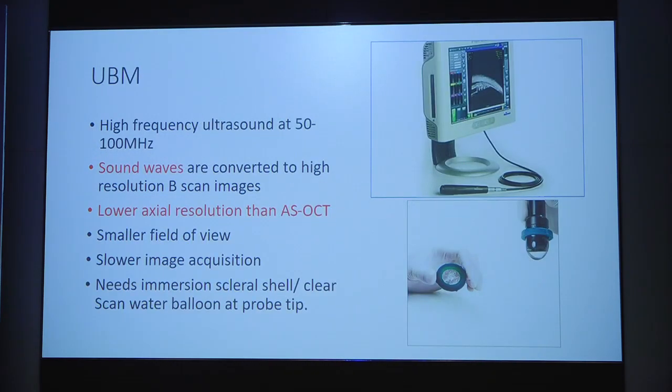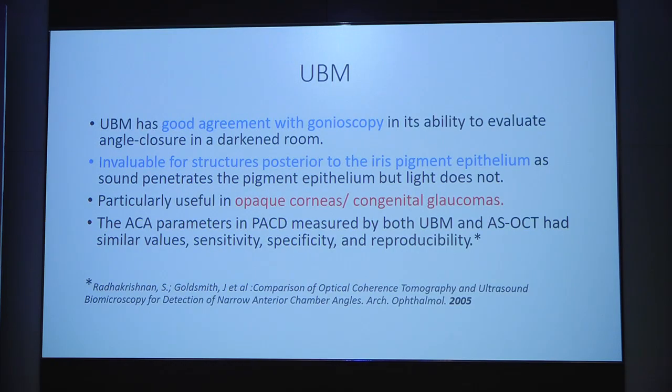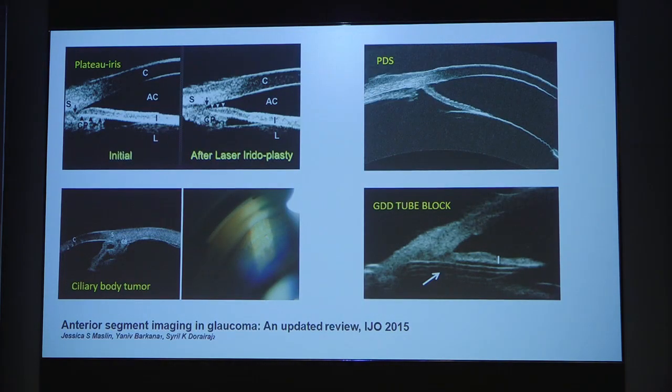Coming to UBM, it has already been discussed well. It uses sound waves which are converted to high resolution B-scan images, but it has lower axial resolution than anterior segment OCT. It has good agreement with gonioscopy. It is definitely invaluable for structures posterior to the iris pigment epithelium. Why? Because sound penetrates the pigment epithelium where light does not. It is particularly useful in opaque corneas and congenital glaucomas. Plateau iris syndrome is definitely a situation where UBM is invaluable, and also to detect a ciliary body tumor and the area of iridozonular contact in PDS, and sometimes it can identify a GDD tube block.